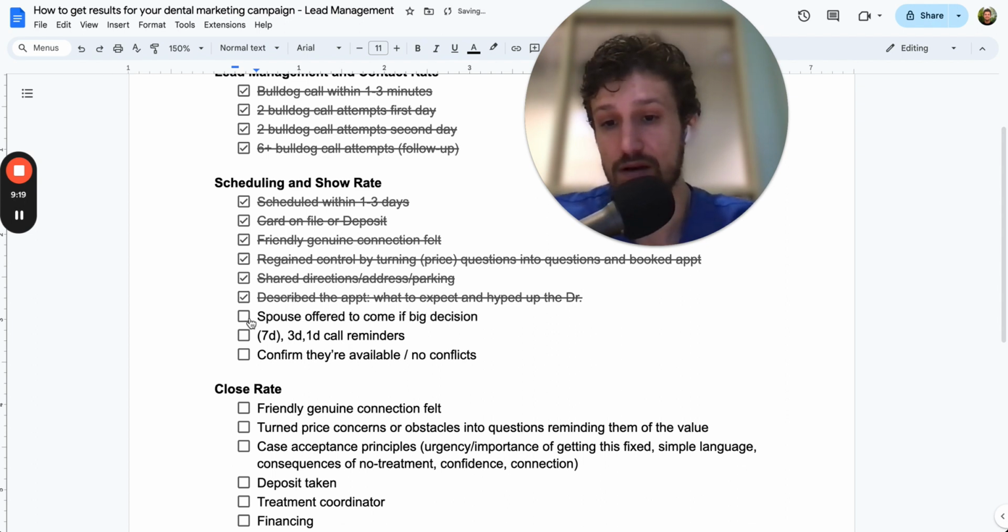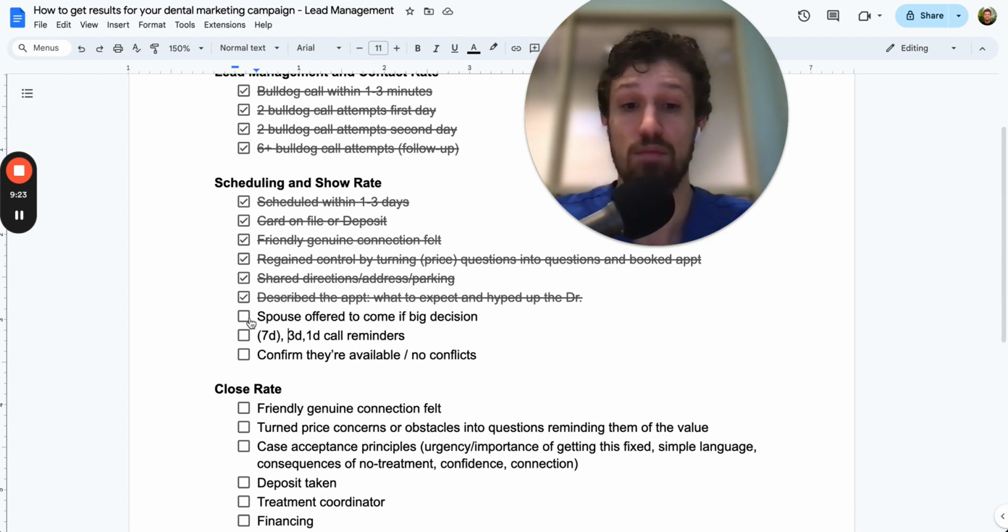So if this is like an All-on-X campaign or whatever, a lot of times at the appointment you'll come into the issue of, oh yeah, no, I'm going to have to talk to my wife about this. Well, one way to handle that is to actually offer for the spouse to come to that appointment, so you don't get to that position.